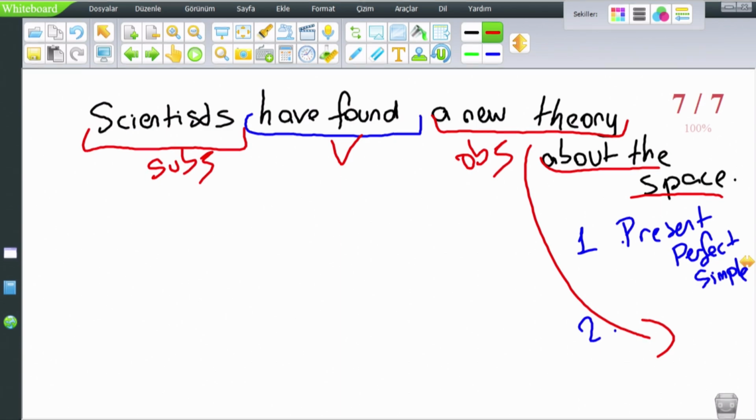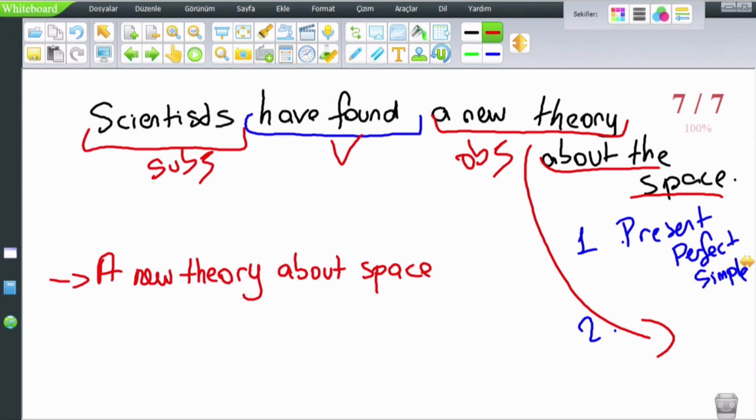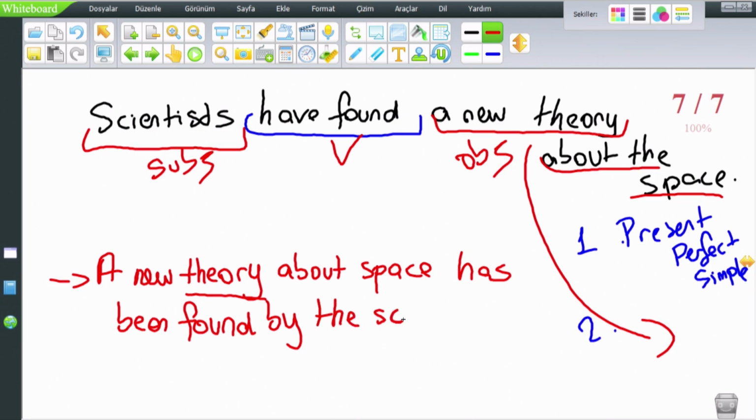Let's start writing our new passive voice sentence. A new theory about space. I have to look at if this is singular or plural, which I understand that this is singular, has been found by the scientists.